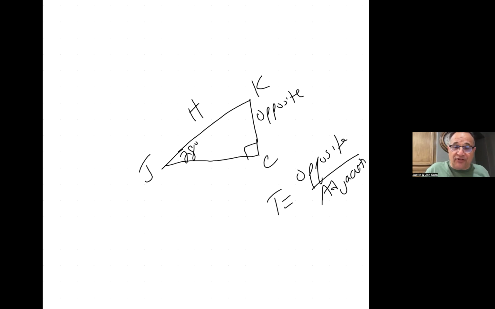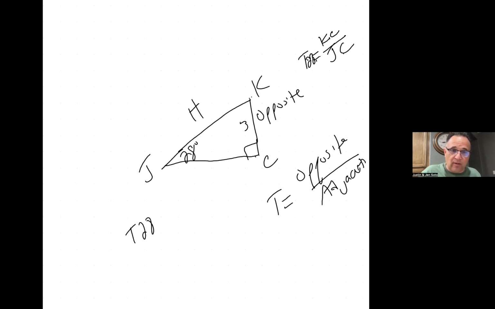So the opposite is KC, right? By the way, in the illustration, they gave you a measurement for KC, so we can actually solve. If tangent is equal to KC over JC, then tangent 28 is equal to KC over JC. Well, they gave us KC, so tangent 28 is equal to 3 over JC. Now you have to give me a value for this. So this is how you do it. Let me stop this right here. Actually, I've got to pull up my calculator.